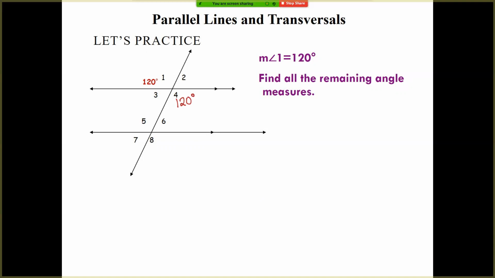I know that 1 corresponds to what angle at the bottom intersection? If I'm looking at this intersection, I'm in the top left. If I go down to the bottom intersection, what angle is in the top left? 5. So 5 has to be 120 degrees. So does 8, because 8's vertical to angle 5. So it's also 120 degrees.